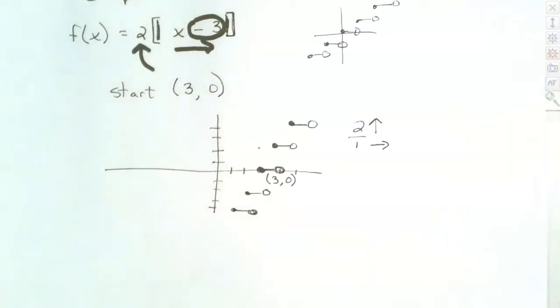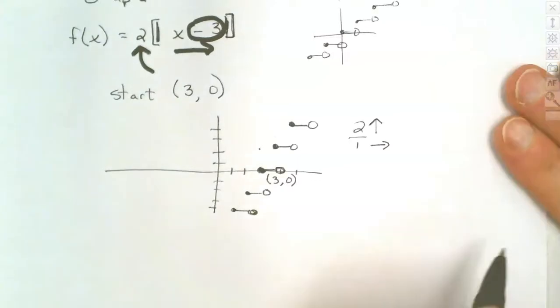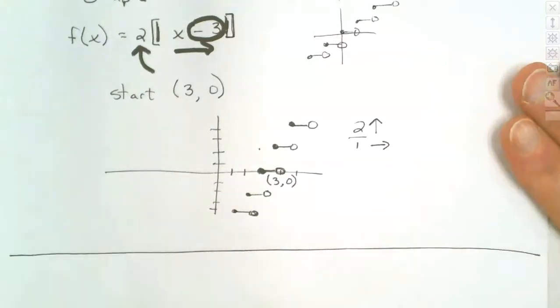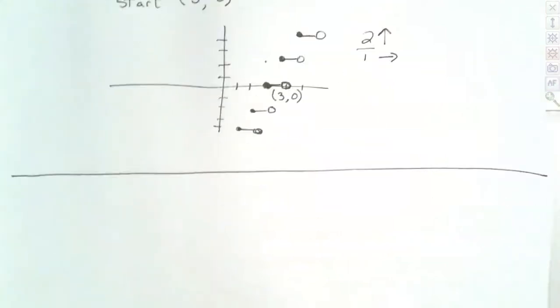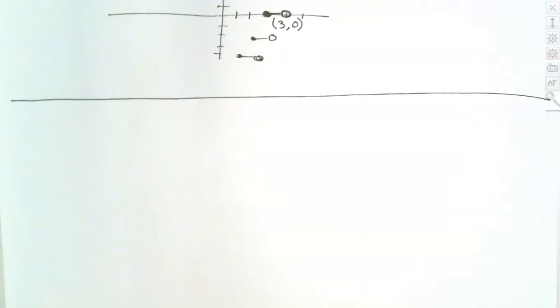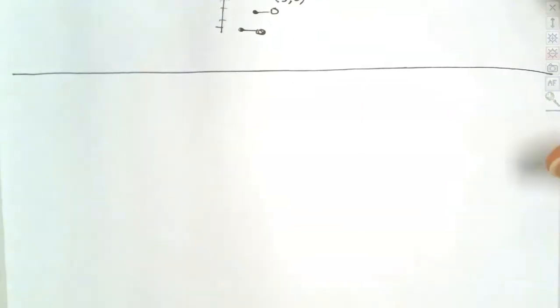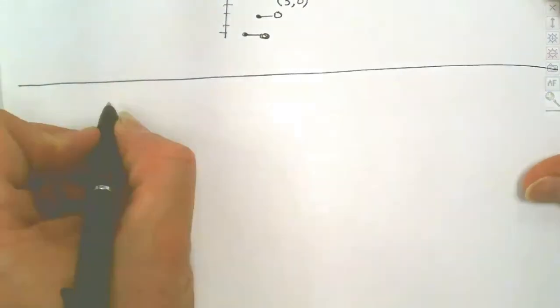So what did that 2 in front do? It made the stairs twice as tall. If it would have been a 5, they'd be 5 times as tall. And if it was a half, they'd be half as tall. What did that -3 do? Moved it forward 3 units. We'll do one more of these, and then we're going to look at the rest of 2.6. So we'll graph one more of these greatest integer functions.